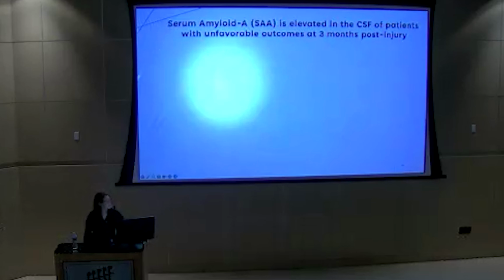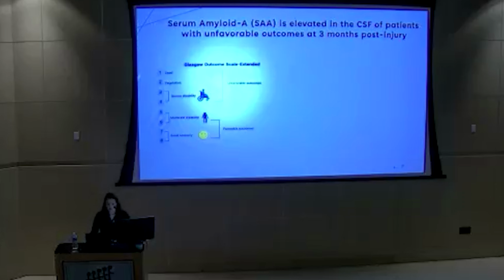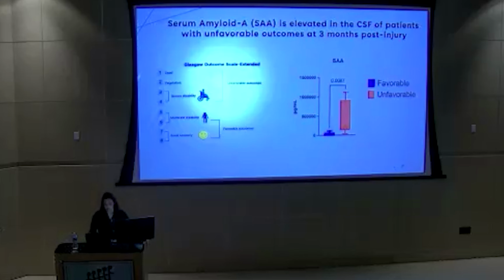We then dichotomized the patients by outcome, specifically their outcome at 3 months post-injury. So patients were again broken up according to this scale, where patients with unfavorable outcomes were categorized as a Glasgow Outcome Scale Extended at 3 months with 1 to 4, and then favorable outcomes were patients with a score of 5 to 8. And interestingly, what we found was that serum amyloid alpha was significantly elevated in patients with an unfavorable outcome.